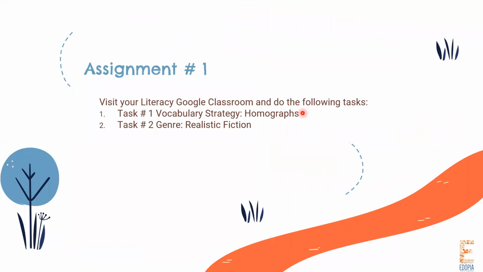Now you have two assignments to do. The first one is on a vocabulary strategy, homographs, which is an IXL practice. And the second one is a worksheet on the genre realistic fiction. You can go to the Google Classroom and you can finish your assignment and you can submit it.